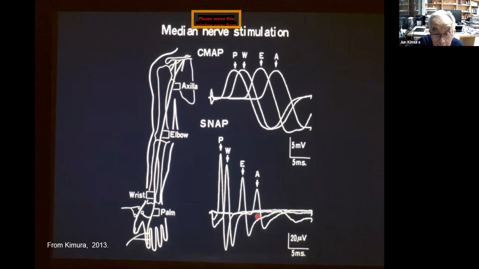Now, if it becomes desynchronized, then the different axonal units arrive one at a time. The first one comes here, the second one comes here, and the third one comes here, and it makes the duration larger. But the amplitude is smaller because they are not synchronized. But in the first one here, all of them arrive at the same time. Therefore, it's a synchronized response, which is higher in amplitude and shorter in duration.